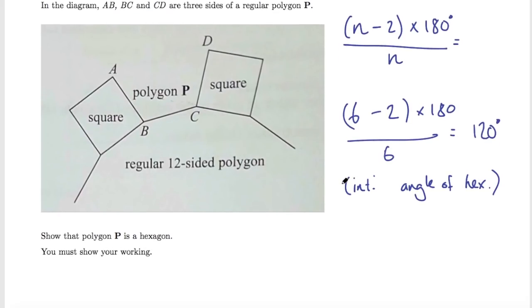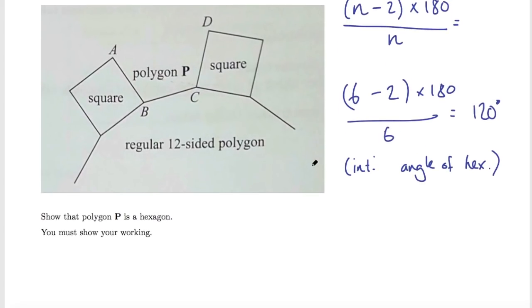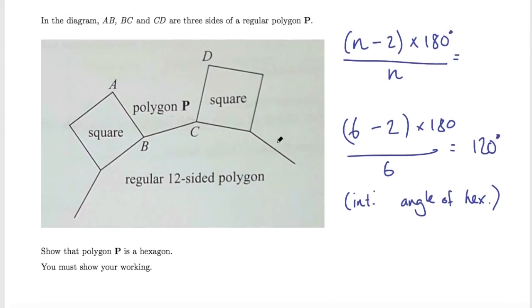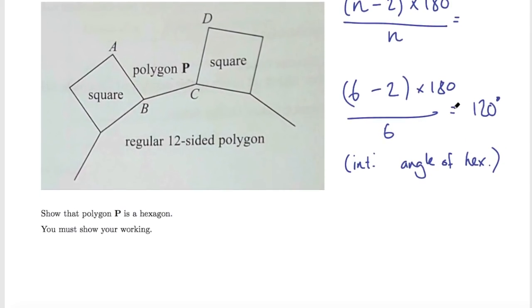And you might want to set your working out a little bit neater than this. I'm kind of rushing because I'm trying to do it in a video, but if I was doing this in an exam, I might do it a little bit neater. So that's what one of these angles needs to be. We need to show that that would be 120.